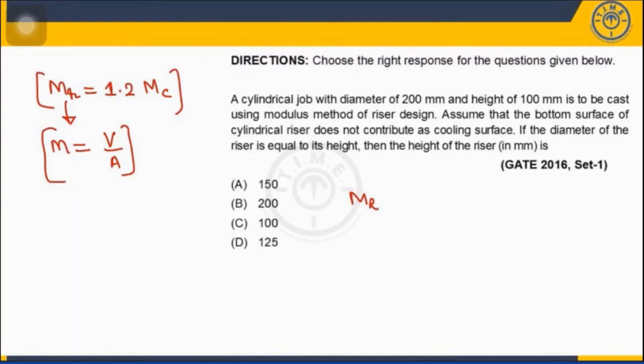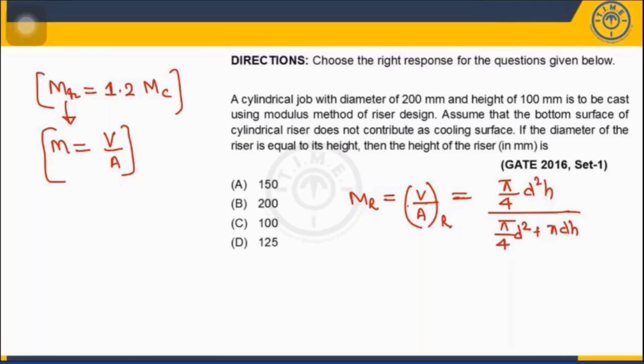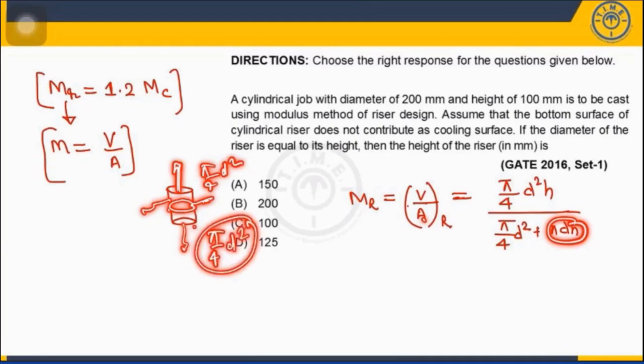First of all, I will calculate the modulus of riser. The modulus of riser is the volume by area ratio of the riser. The riser is cylindrical, so the volume is pi by 4 d square into h. The surface area is pi by 4 d square plus pi d h. This is a cylindrical riser, and heat transfer takes place from the circumference as well as the top and bottom. The circumferential area is pi d h, the top area is pi by 4 d square, and the bottom area is also pi by 4 d square. If nothing is mentioned, you have to consider this.